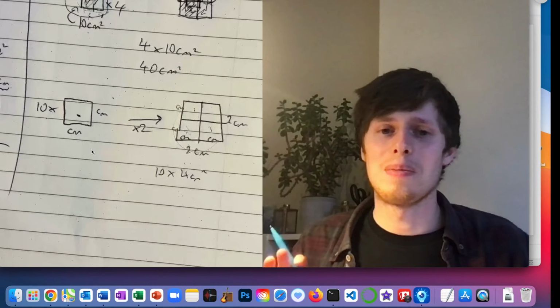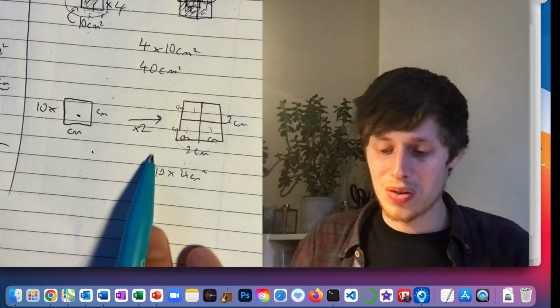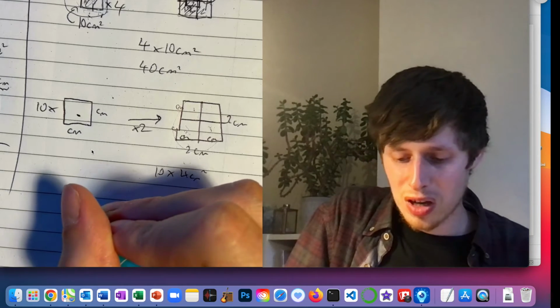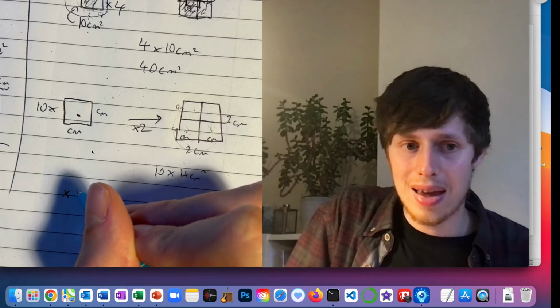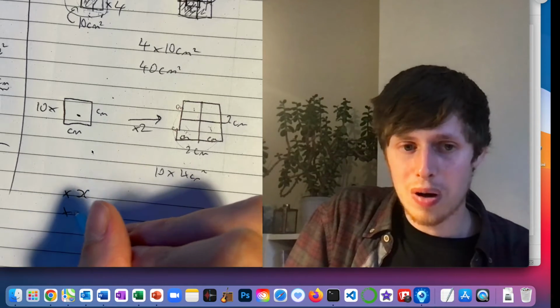But anyway, that's what we have. So it's a really nice result. I love it. And so if you enlarge any shape, if you times the lengths of any shape by x, then actually the area is going to be times by x squared.